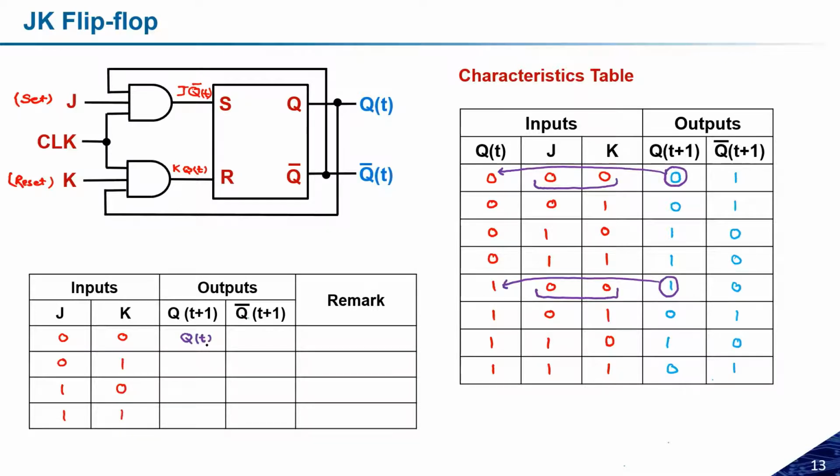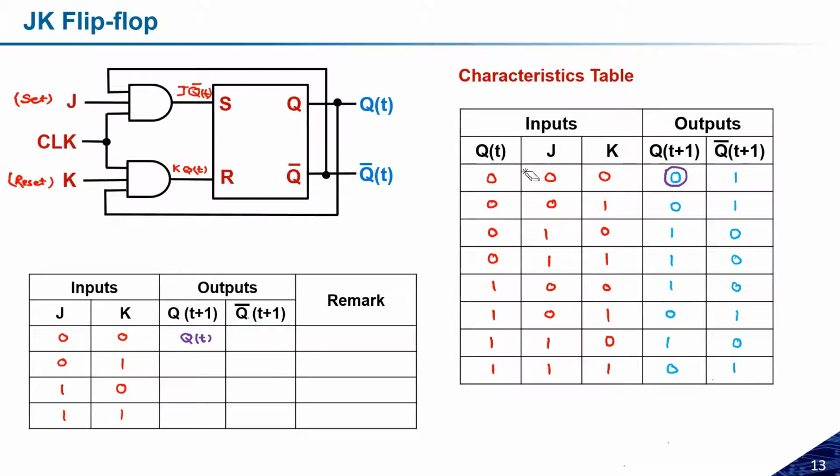So if we consider the 0, 0 case, I am getting Qt plus 1 that is 0, and this 0 is the same as Qt. Similarly, for 0, 0 when Qt was 1, I was getting logic 1. So we can say that we are getting Qt plus 1, which is the same as Qt. Now let us talk about the other cases.